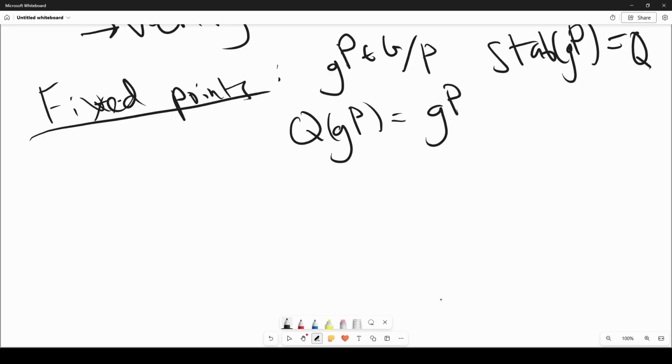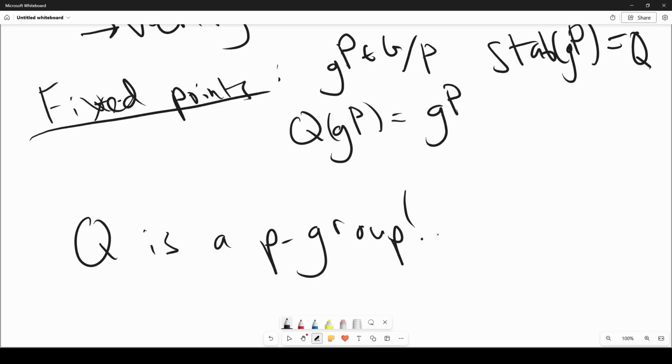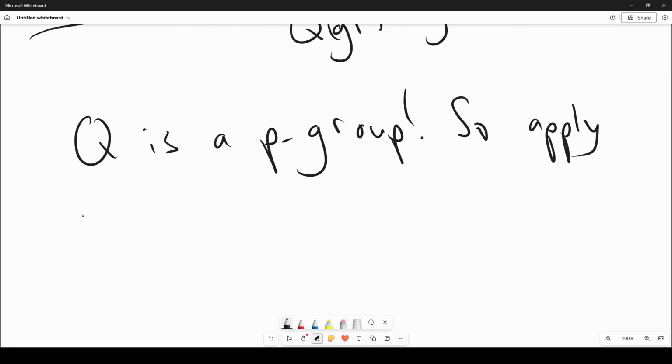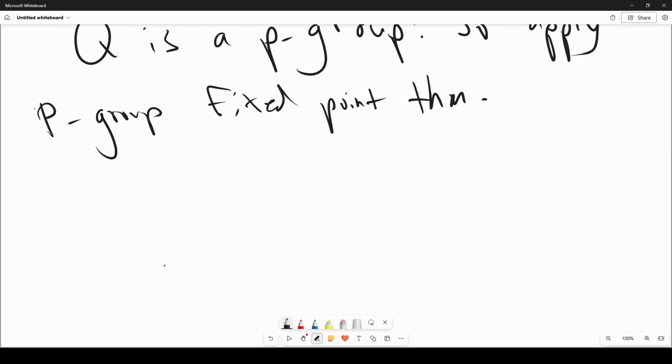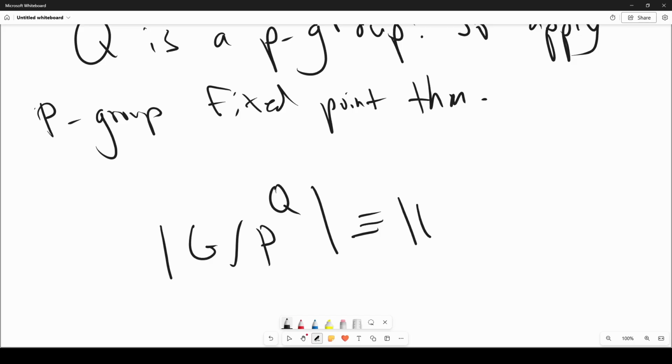But since we cleverly chose Q to be the group that's acting on the set, Q is a P group, which means we can apply the P group fixed point theorem. And what we find is that the size of the fixed points of our set G mod P, according to Q, is equivalent to just the size of G mod P, mod P.